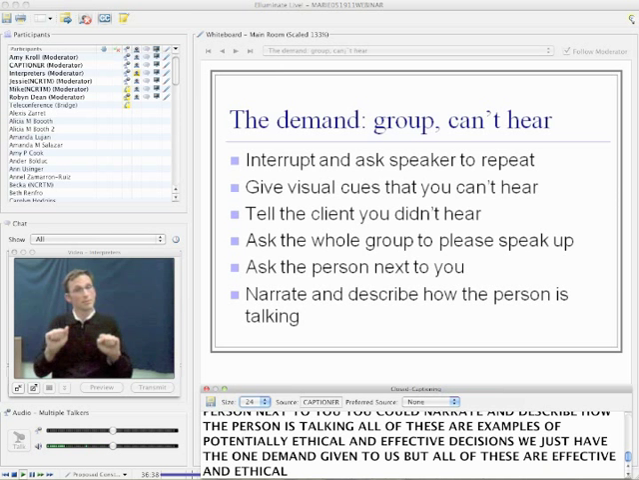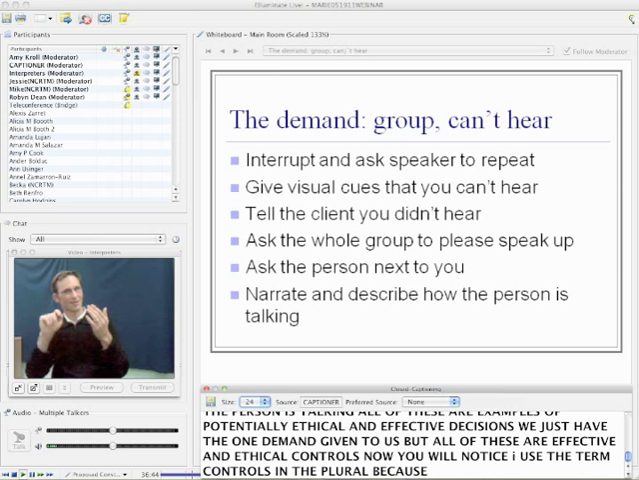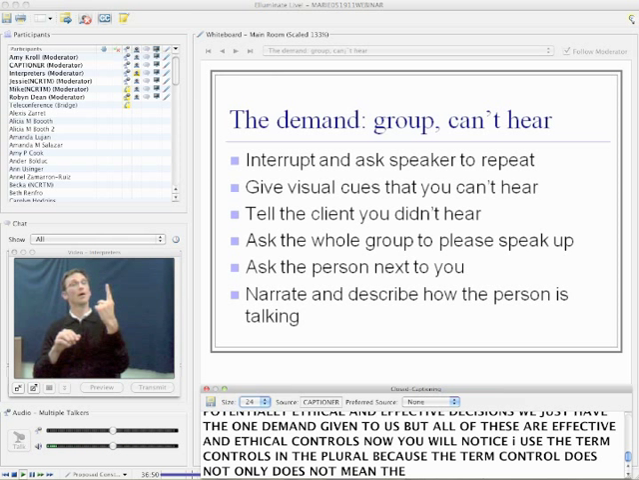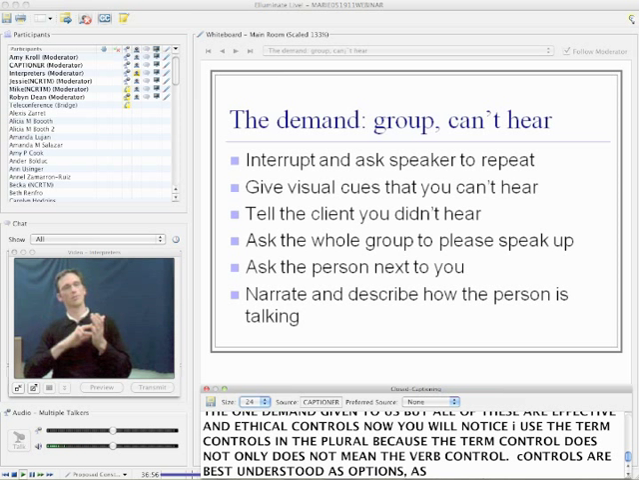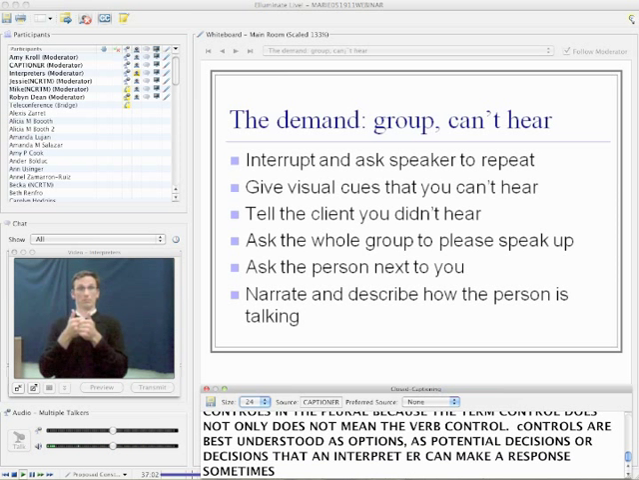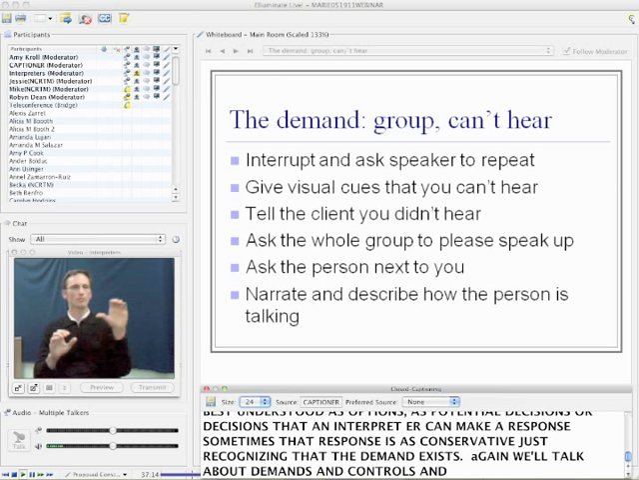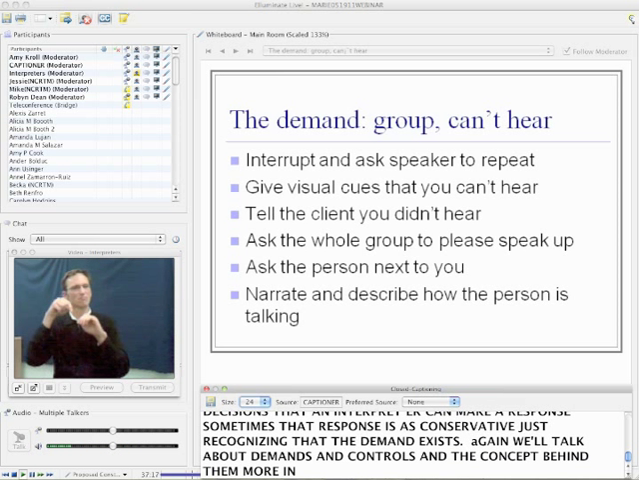Now you'll notice I use the term controls in the plural because the term control does not mean the verb control. Controls are best understood as options, as potential decisions or decisions that an interpreter can make, a response. Sometimes that response is as conservative as just recognizing a demand exists. Again, we'll talk about demands and controls and the concepts behind them more in depth as we move through these series of sessions and online work.